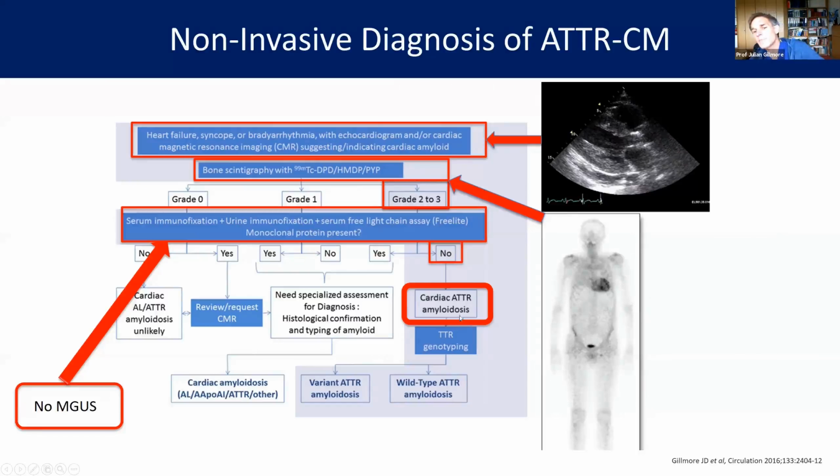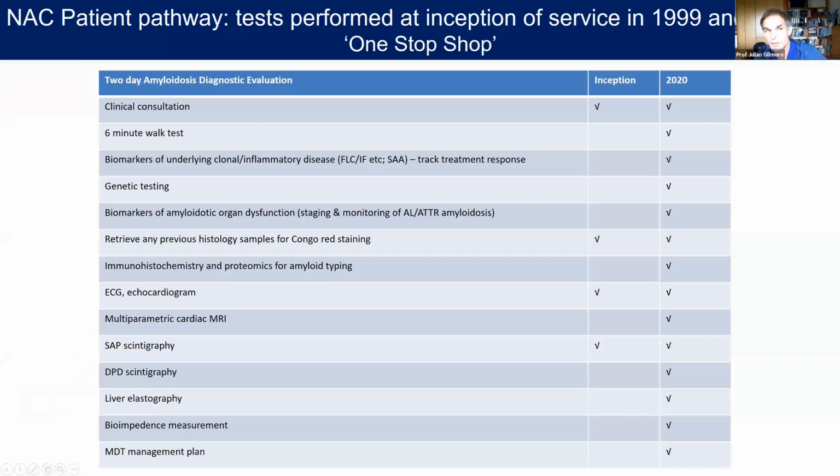And all that's left then is to do a genetic test to work out, is it hereditary ATTR amyloidosis or is it wild type non-hereditary ATTR amyloidosis? This is what we have been doing at the Amyloidosis Center, just to highlight the fact that we have been running a sort of one-stop shop so that patients with a suspicion of amyloidosis come to our unit, or a diagnosis based on a biopsy come to our unit.